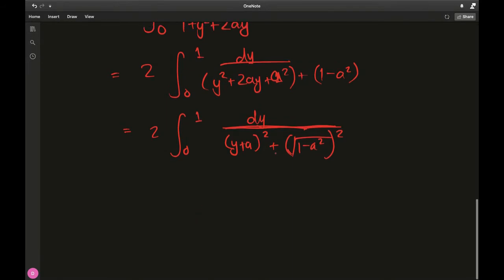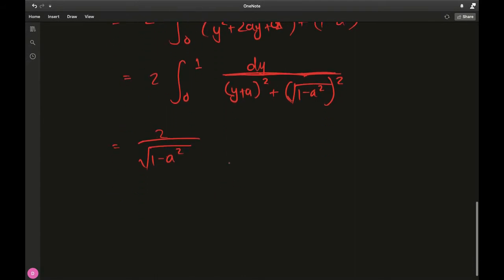Okay, now this actually resembles something. That's right, it's one of the formulas of the inverse tangents in the antiderivative list. I will be making a video on integral calculus in my high school calculus playlist, but I think there's still a pretty significant amount of time before I do that and prove these formulas one by one. So we have inverse tangent of y plus a over square root of 1 minus a squared, evaluated from 0 to 1.